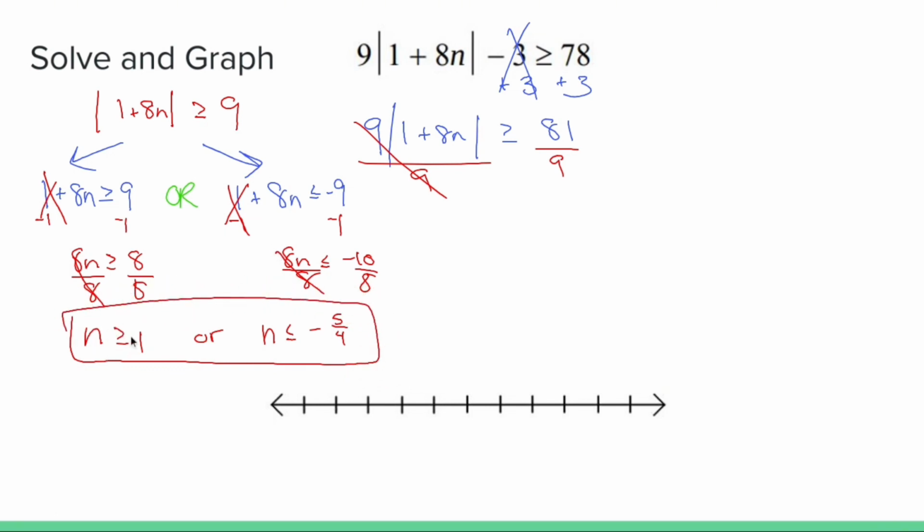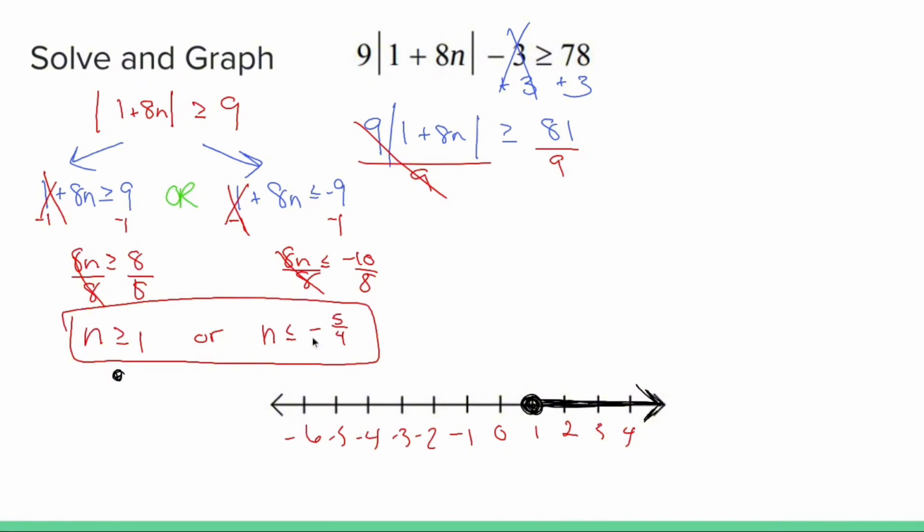So whenever I have an or statement, I graph both lines on the same number line. And this one's going to be pleasant. I care about stuff greater than 1 and less than -5/4. So I'll put a 1 here, 2, 3, 4, 0, -1, -2, -3, -4, -5. Like and subscribe, -6. Subliminal message. If I want to graph n is greater than or equal to 1, I fill in the 1 because it's or equal to, and I move to the right.